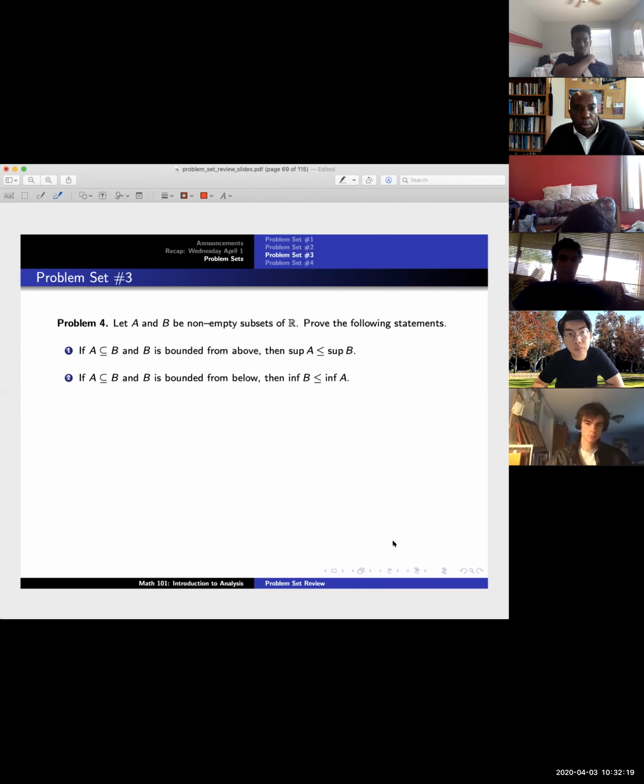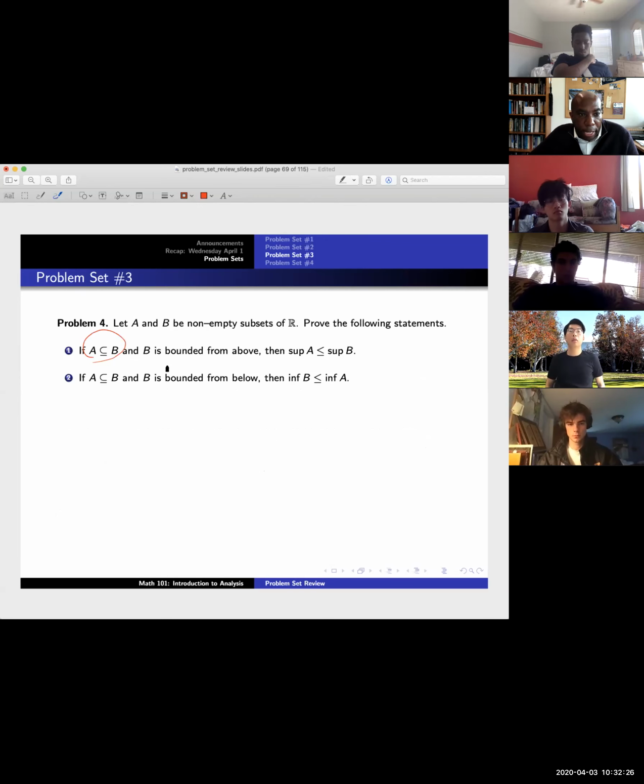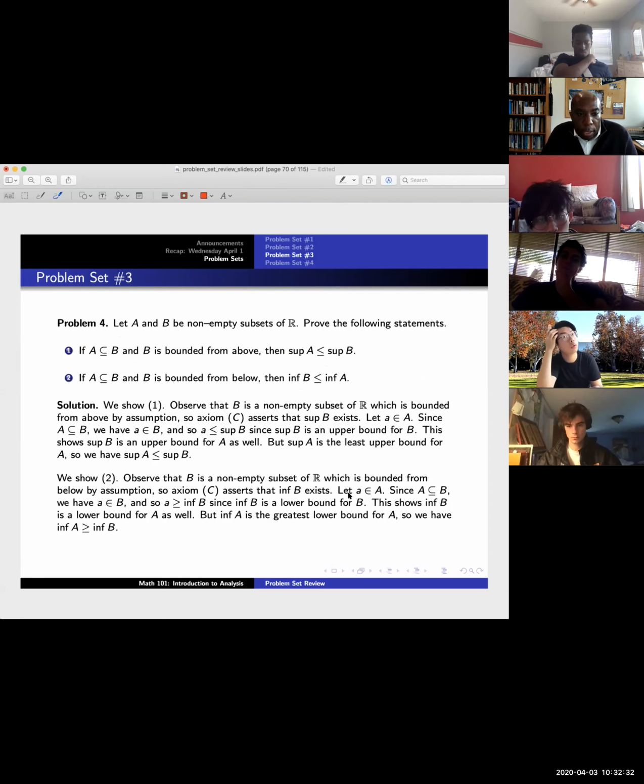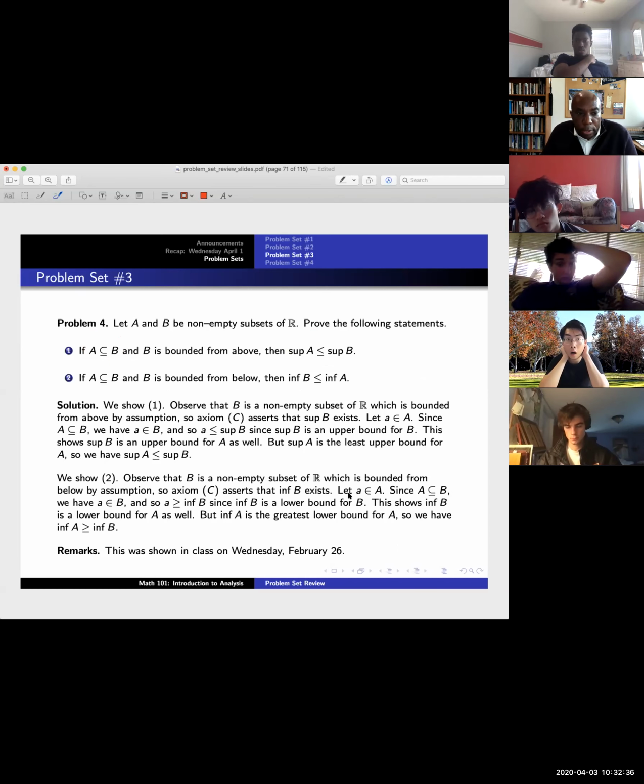Okay, all right, let's move on to problem number 4. So similarly, this was also done in class. This just says that if A is contained in B, then the supremum of A is less than or equal to the supremum of B. And again, I've just written up the proof here. This is just what was done in class. So this was also done on Wednesday, February 26th. So any questions or comments on problem 4? Right.